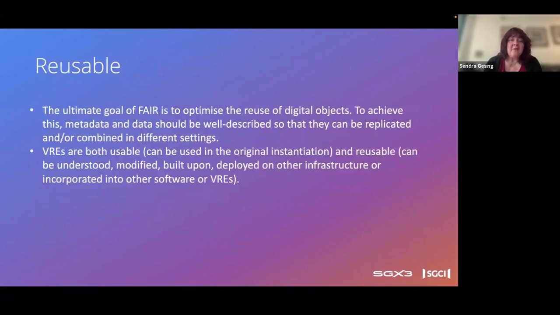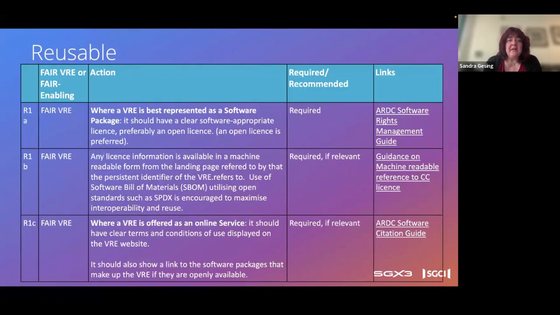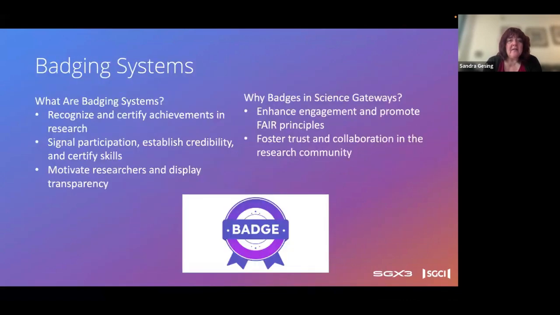And reusable. So really the ultimate goal of FAIR is to optimize the reuse of digital objects. And to achieve this, metadata and data should be well described so that they can be replicated or combined in different settings. And VREs are both usable, that is the idea, and reusable, so they can really be understood, modified, built upon. Also here we defined the basic rules we saw via the working group. And so today we want to talk about the badging systems.